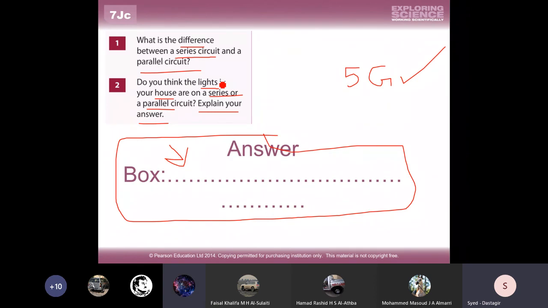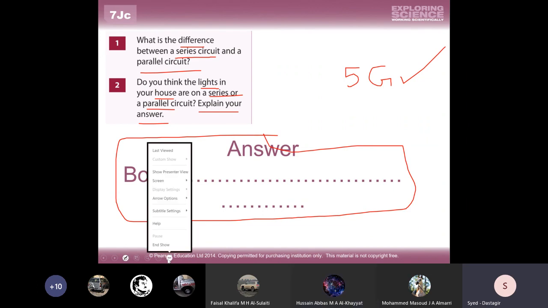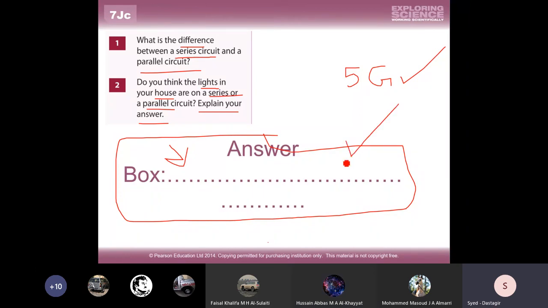The difference between series circuit and parallel is that in parallel, if one bulb breaks, the others continue. But in series, if one bulb breaks, all break after. Excellent. Well done, Hussein. Did you write that down in your assignment? Yes, mister, I will write it. Guys, make sure you're writing your answers in the answer box. What about the second question, Hussein?